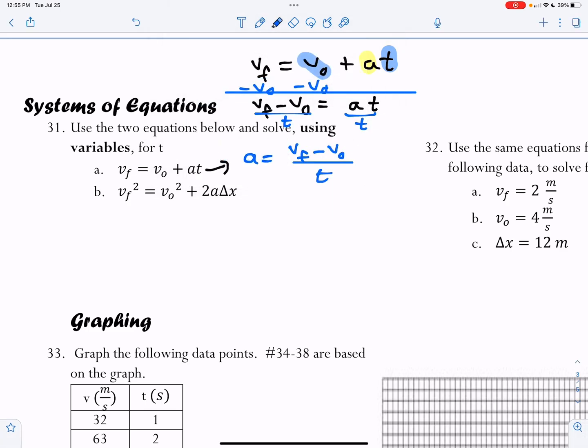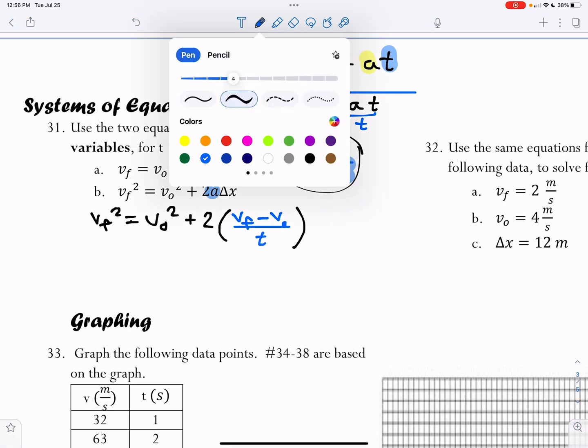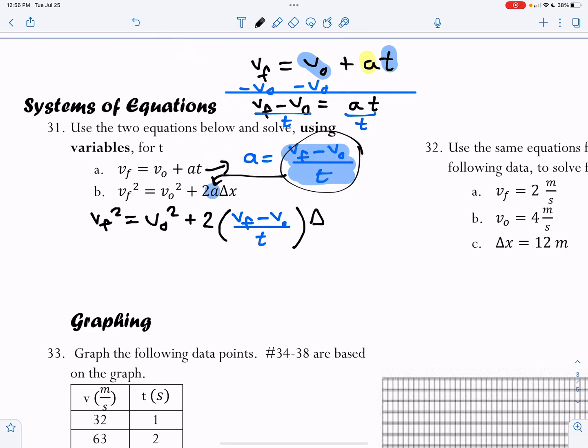Now I'm going to take this, which I have highlighted in blue, and substitute it right there in place of A in the second equation. So this is going to go right there. So I get V final squared equals V initial squared plus 2, and I'm going to write big parentheses there because I have a lot to substitute. Then in parentheses I write my substitution, V final minus V initial over T, and then multiply that times the delta X on the outside. So if I clean this up a little bit, here's what I end up getting.